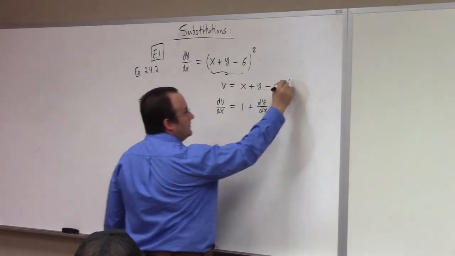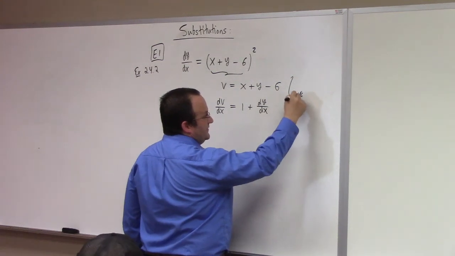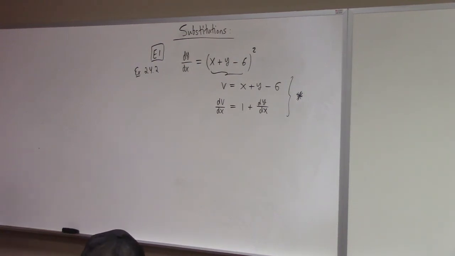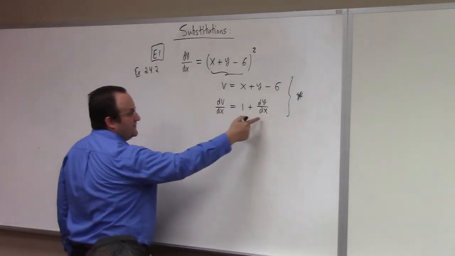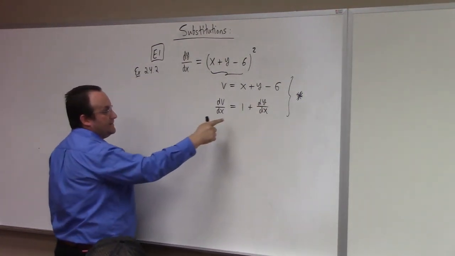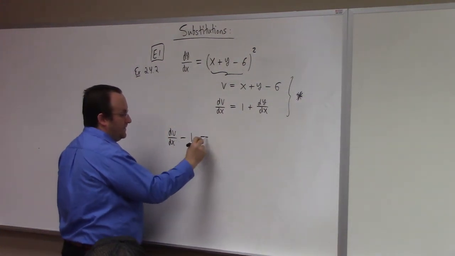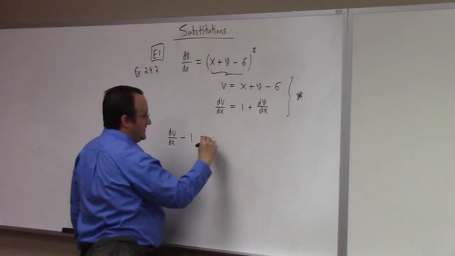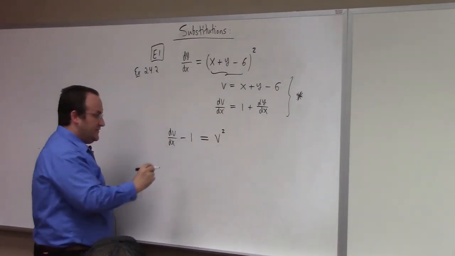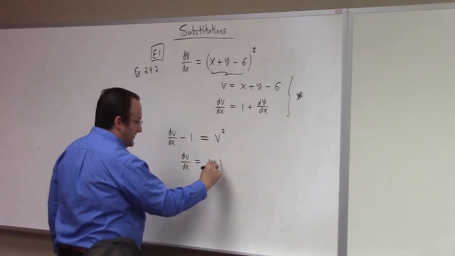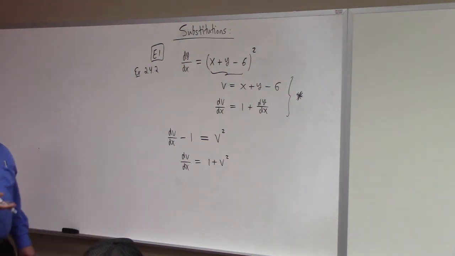In view of these two identities, just like when we do an integration, we have to substitute the integrand and also change the measure. Both things are important, same thing here. If we solve for dy/dx, what do we get? dv/dx minus 1 equals v squared. So this gives us that dv/dx is equal to 1 plus v squared. And that's much better because now we can do separation of variables.